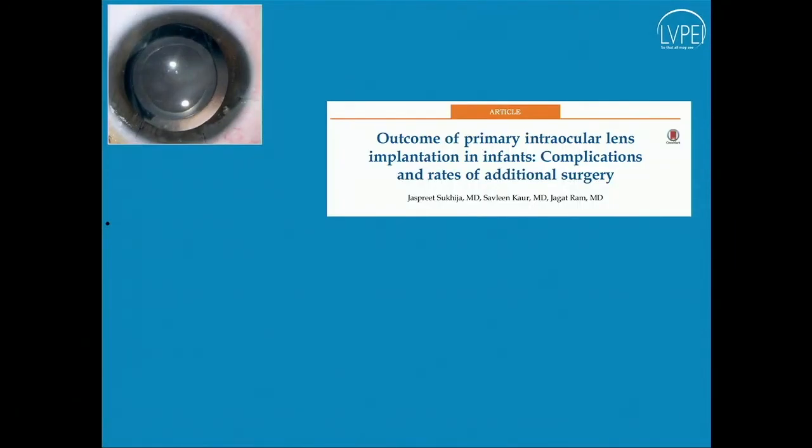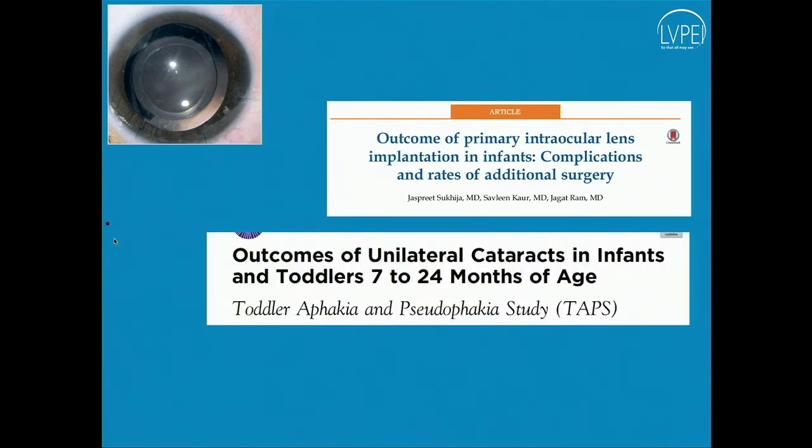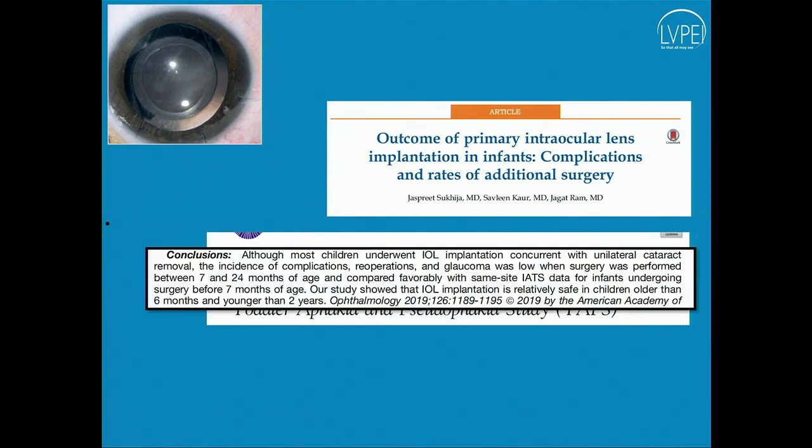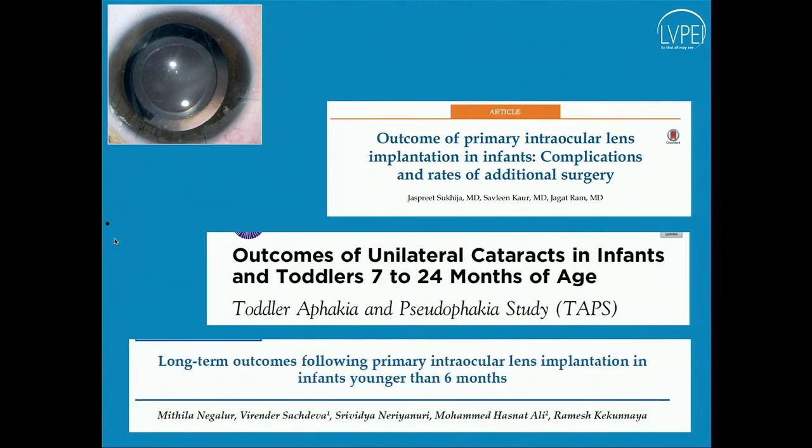And if you see the pseudophakic group, this is one more paper from the same group, which says that adverse events are less in the primary IOL implantation group. And if you see the TAP study, between 7 to 24 months, it says that intraocular lens is safe, but less than 6 months, probably it's not considered. We looked at patients with less than 6 months. We followed them up for almost 3.5 years.